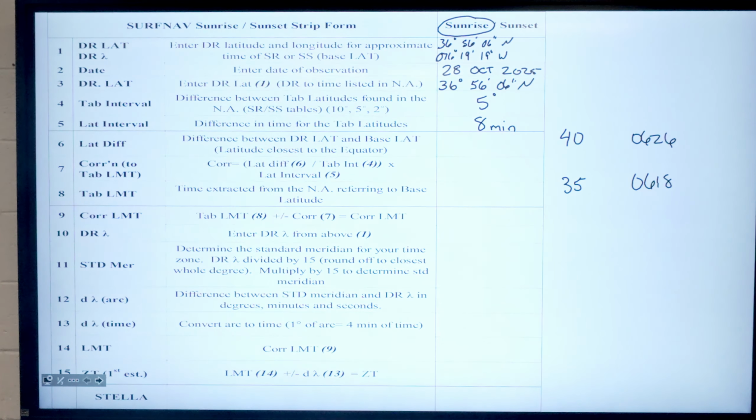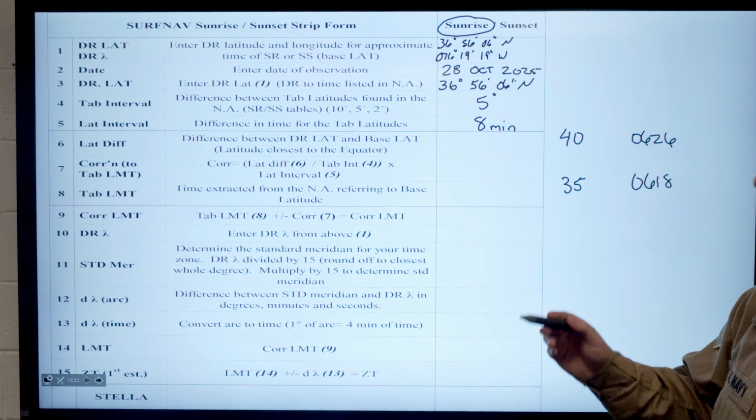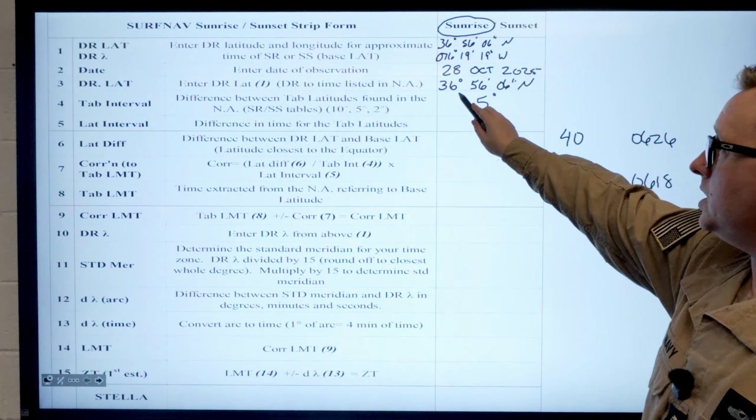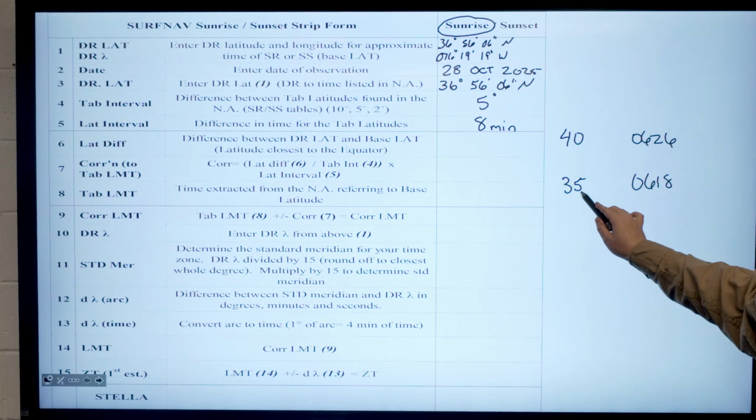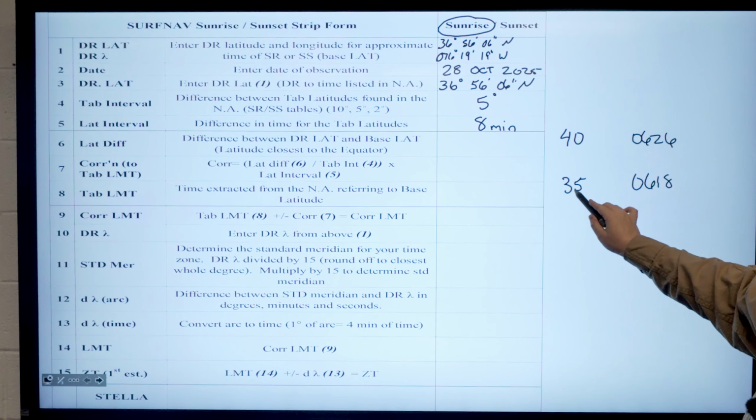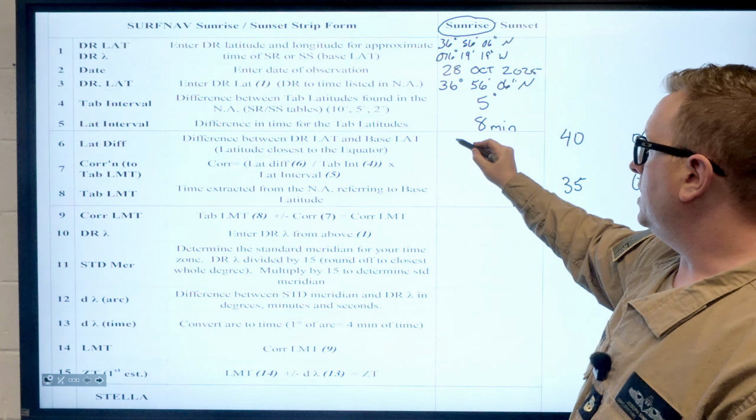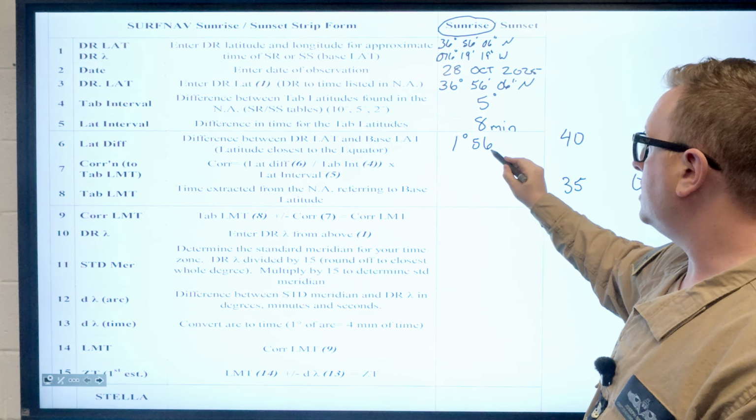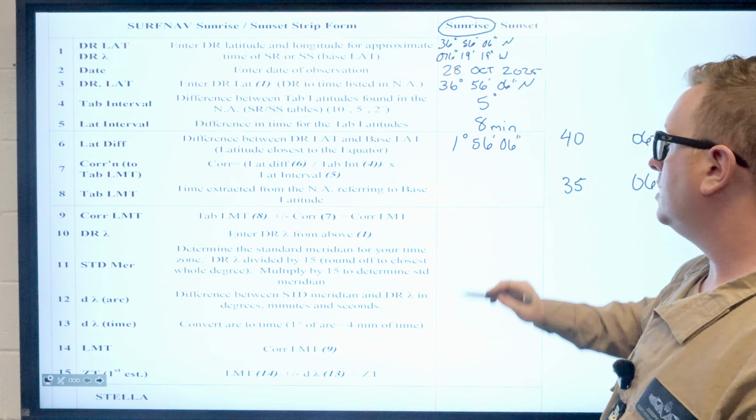Moving on to number 6, the lat difference, the difference between your DR latitude and your base latitude, the latitude closest to the equator. So we got 36 degrees, 56, 06. 35 is closer to that. You're going to find the difference between those two. Relatively easy. It's a 1 degree, 56, 06 difference.